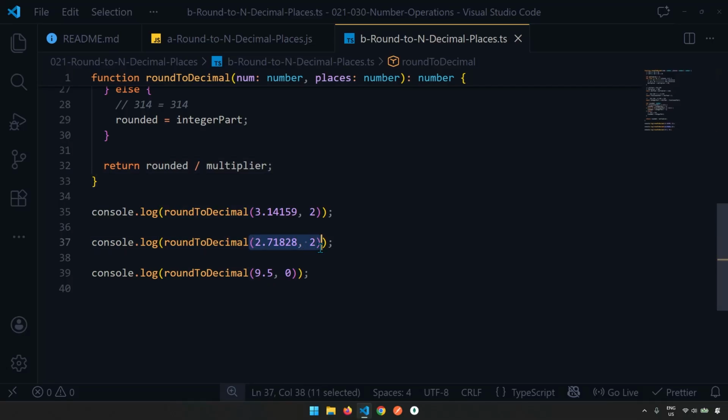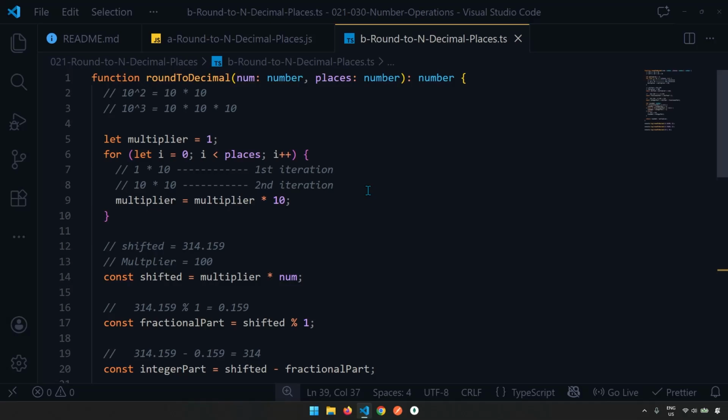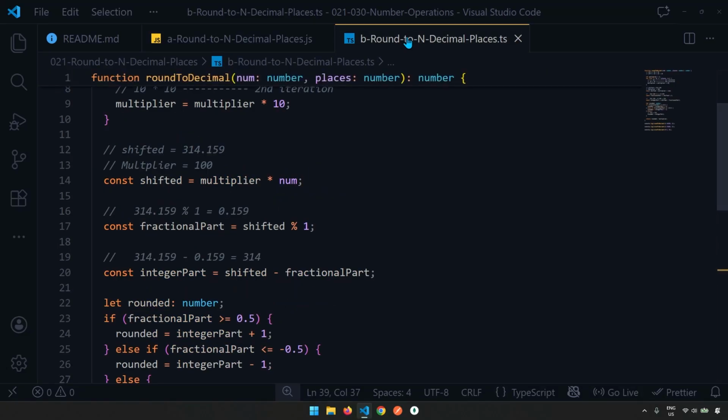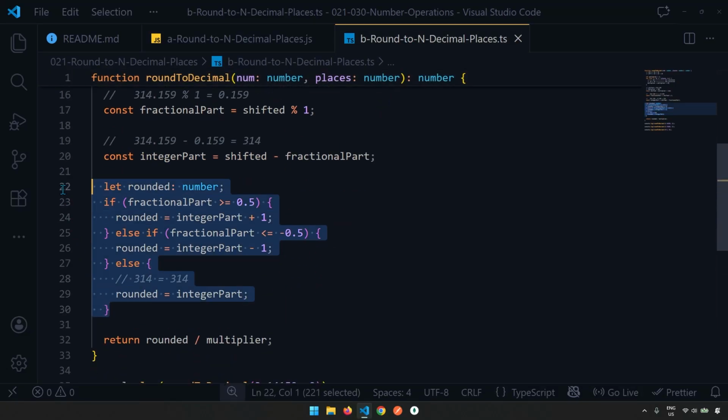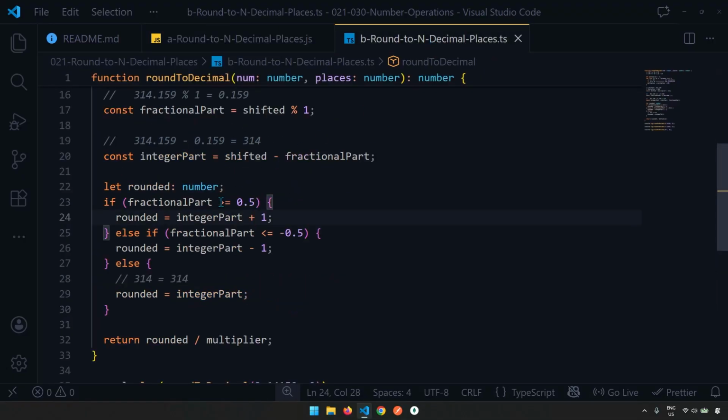So I'm going to keep this second part, 2.71828 as 2, so we can see how this actually works. So this is how these methods actually work. So you can see here you just have math.round and it works magically, but this is everything that goes into it, right?